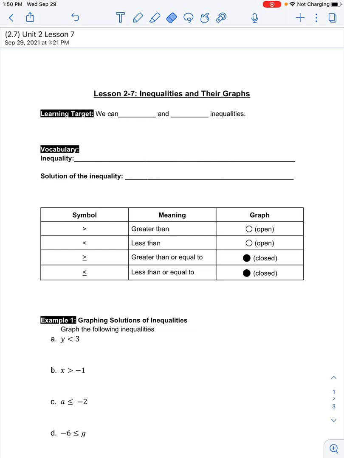All right, lesson 7. We're going to talk about inequalities. So we can solve and graph inequalities. Again, think about the word inequality, not equal, okay? So these things are not equal.